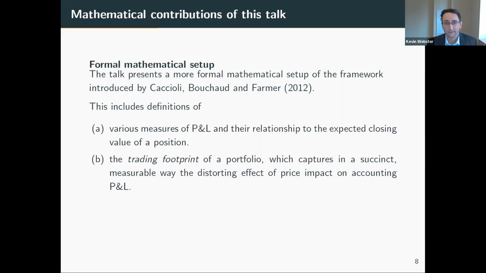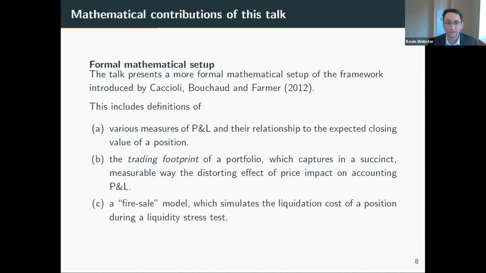Out of these definitions arises a variable that will be of particular interest that I call the trading footprint of the portfolio. The reason it's of interest is because it seems to be the variable that ties all these things together. And that is the most practical way to measure the distorting effect of price impact on accounting P&L. Finally, using that framework, I set up a simple but effective fire sale model, which allows me to populate the numbers in the report I put at the beginning.